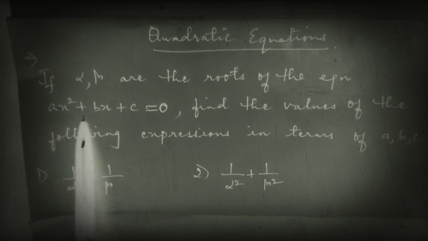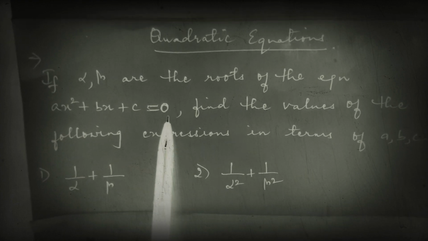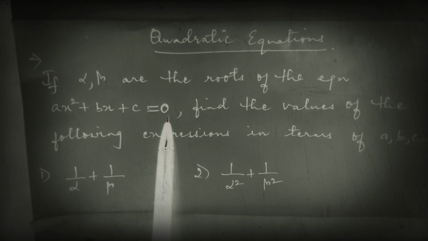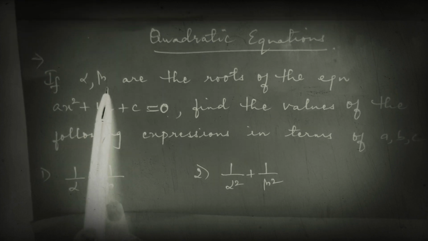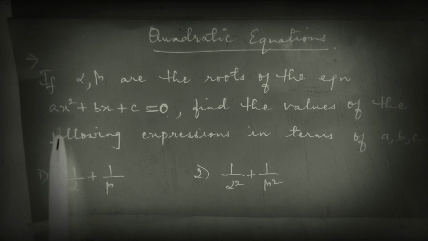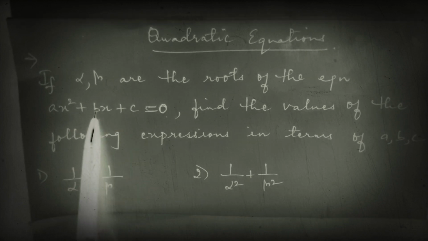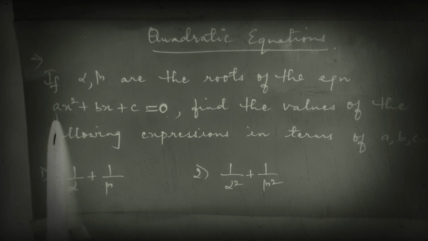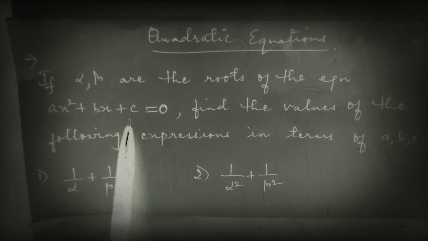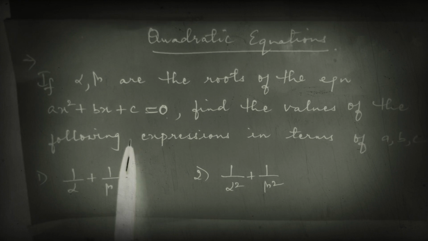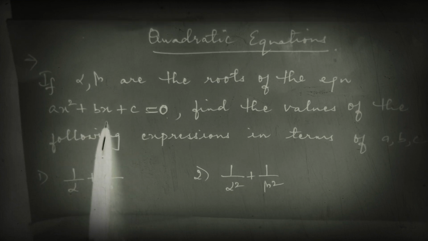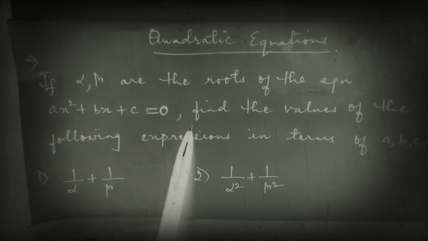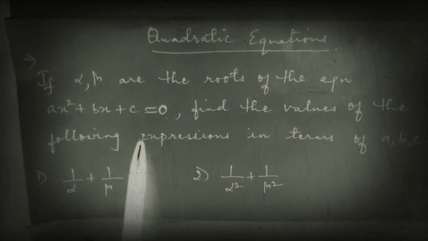So he gave us ax square plus bx plus c equal to 0 as the given quadratic equation, which is in the standard form. And the roots of this quadratic equation are taken to be alpha and beta. All of us have to remember that the sum of the roots, alpha plus beta, is equal to minus b by a, and the product of the roots, alpha into beta, is equal to c by a. This is the relation between the roots and the coefficients of x square, x and the constant term in a given quadratic equation.